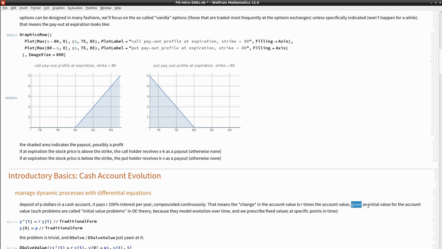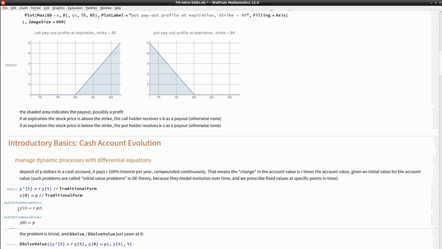And we are using an initial value for the account value. And these types of problems in differential equation theory are called initial value problems, because they model an evolution over time, and we prescribe a fixed value at a specific point in time. That makes it an initial value problem. All right, so written as a differential equation, we are saying y prime of t equals r times y of t, right? The change is a constant number times the level or the value, right? This links state and change of state in one equation. And we need an initial value, so at time 0 we start with our principal.